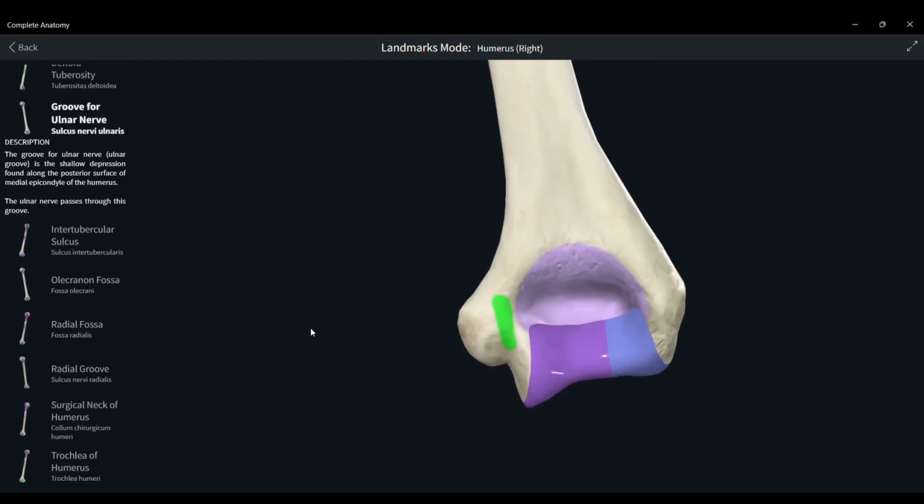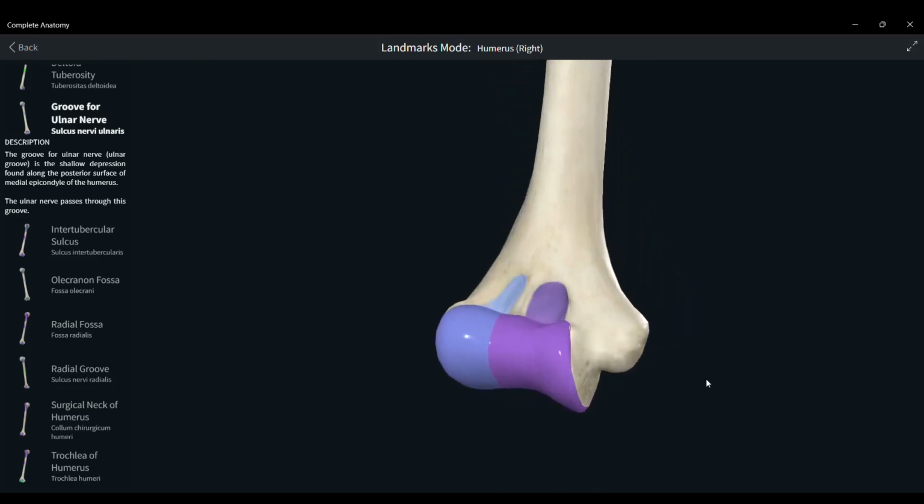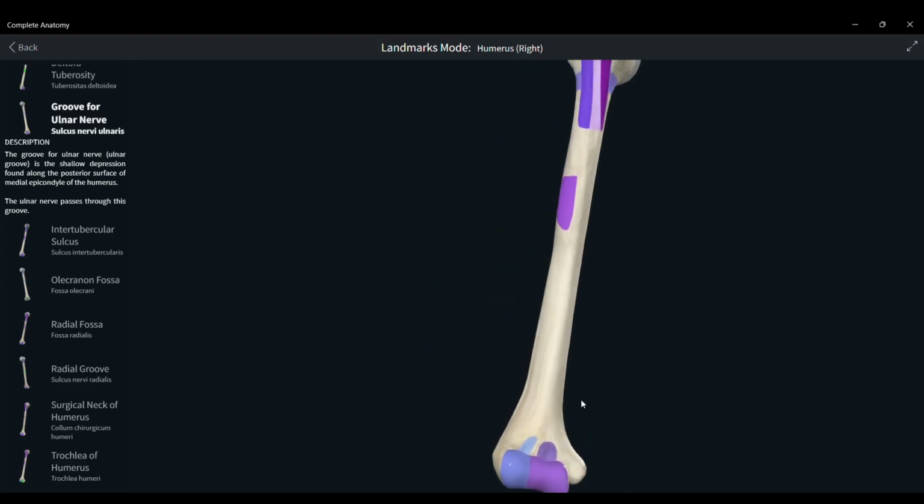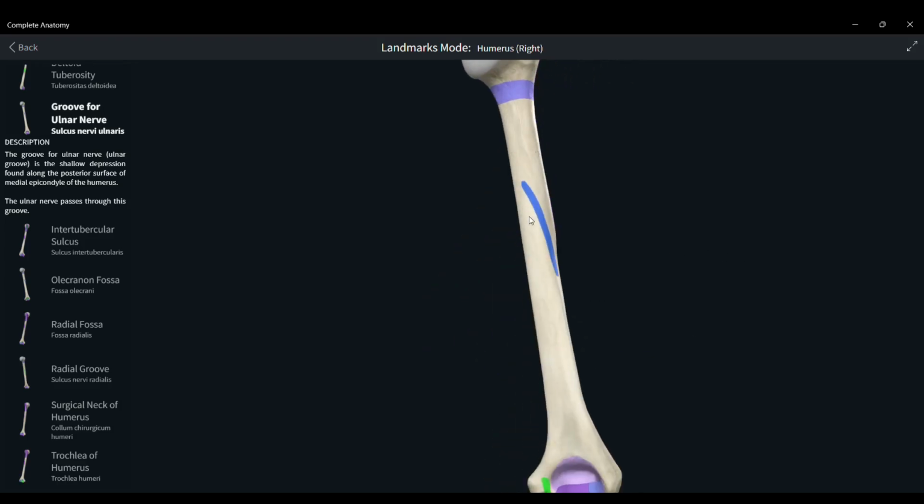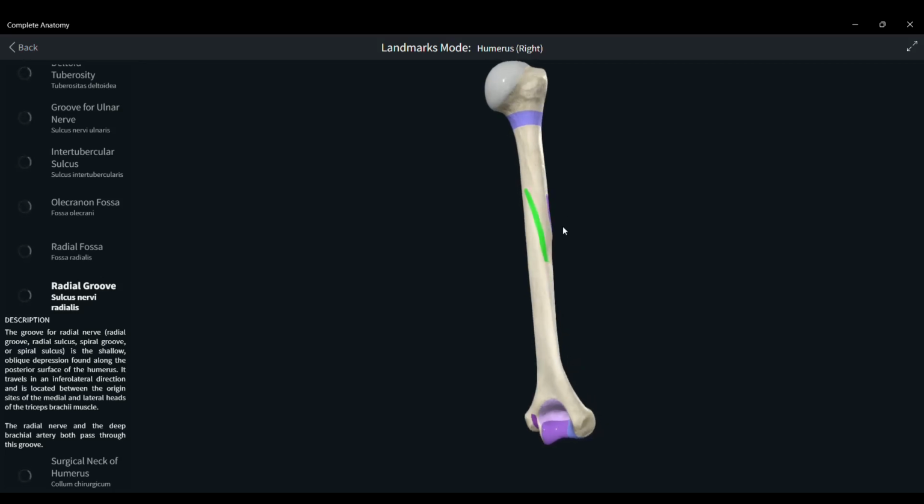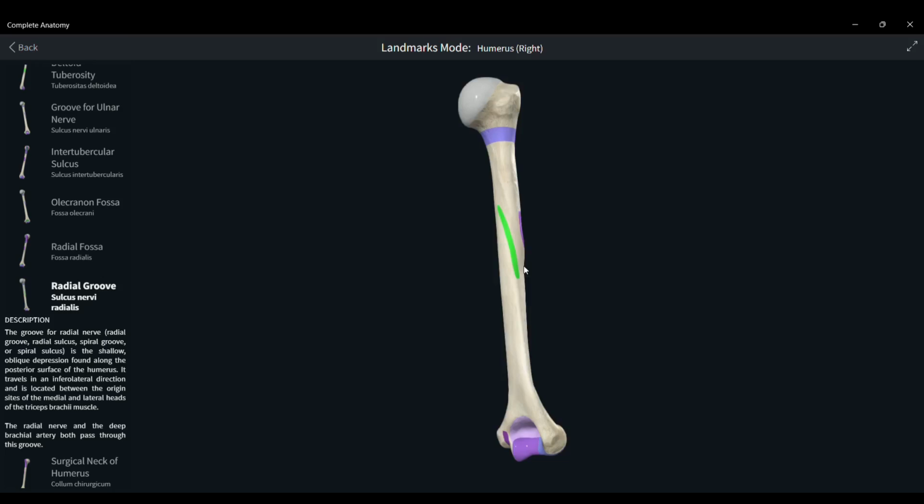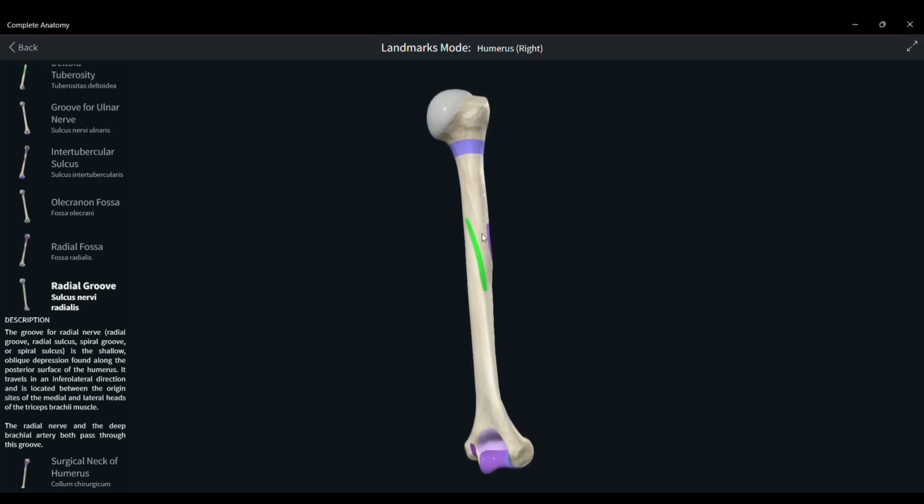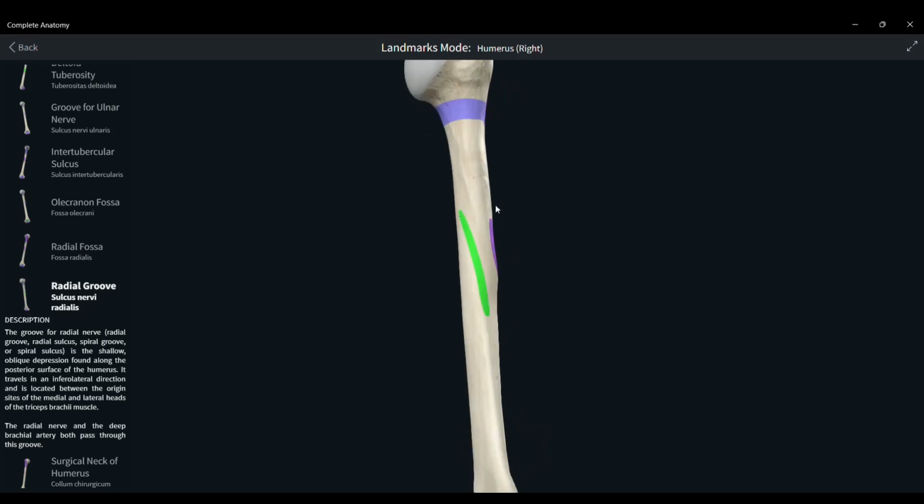The ulnar nerve passes here, which explains the characteristic electric shock sensation when the elbow is struck. On the posterior surface, running from medial to lateral in a spiral direction, is the sulcus nervi radialis. In this groove course the radial nerve and its accompanying vessels, producing the characteristic groove of the posterior arm.